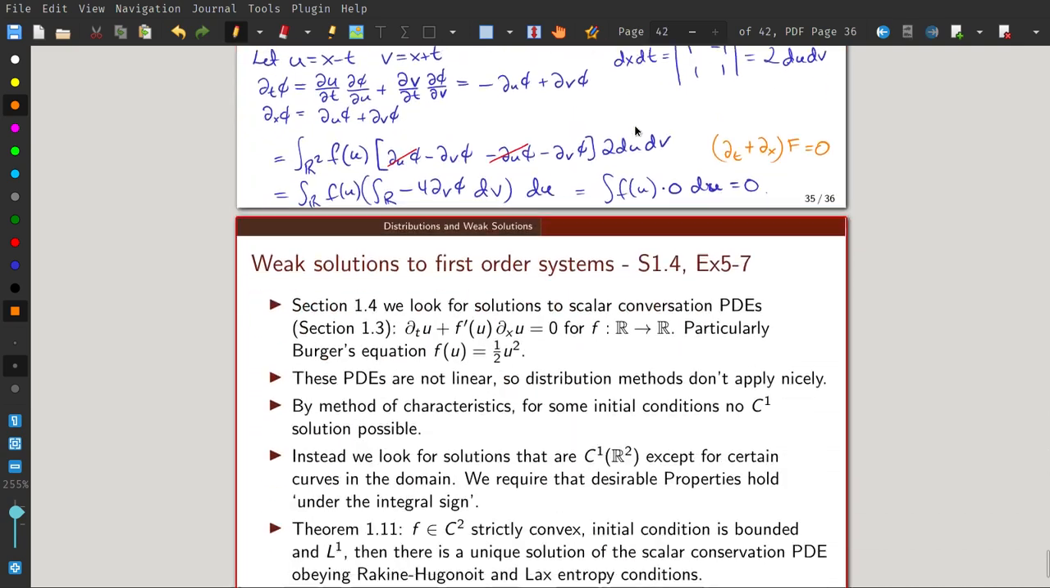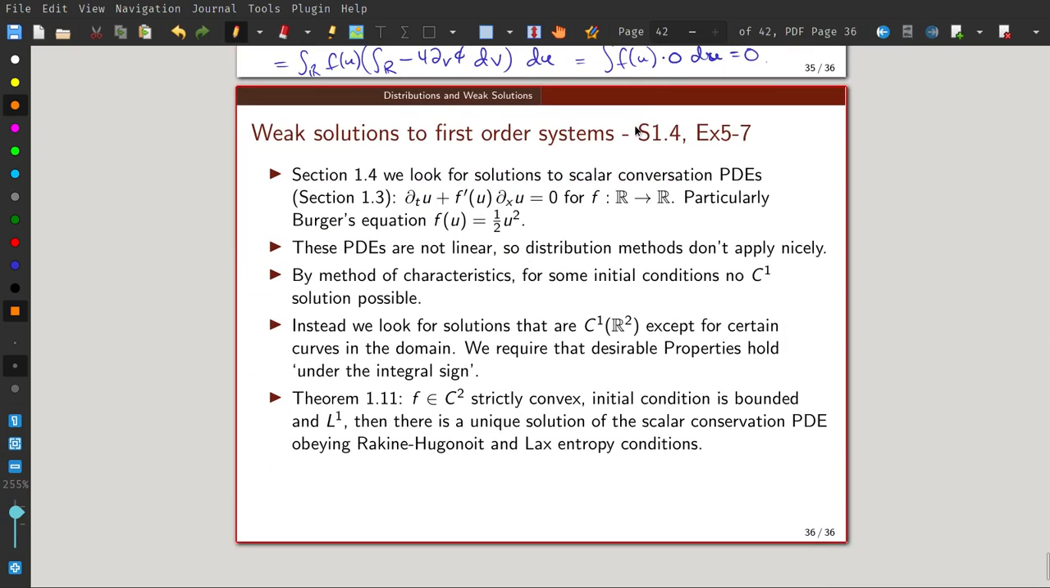Okay, so now we come to the last slide. Almost there, everyone. We also had this idea of weak solutions for first-order systems, for nonlinear systems. This is a slightly different meaning of weak solution, right? Because these are nonlinear PDEs, it's not clear how to apply distributions, though I believe there is a theory of distributions for nonlinear partial differential equations, but that's well beyond this course. I don't even know this theory.